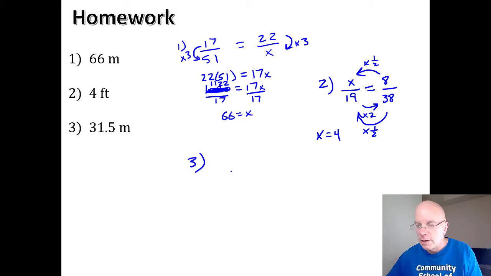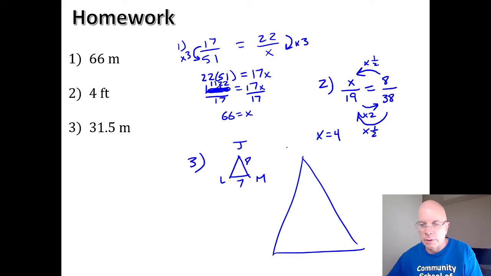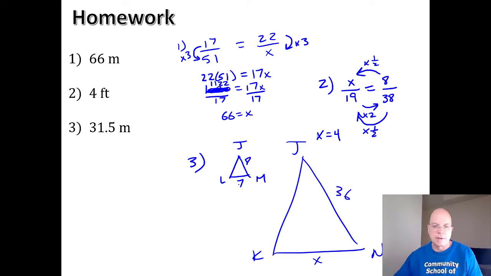Number 3, it's hard to see that triangle JLM when it's inside of that other triangle, so if it helps you, draw it outside of the big triangle and then put the dimensions on it. The big triangle is JKN, like this, and this side is 36, and this side is x. We're trying to find x. So 8 over 36 equals 7 over x. No nice scale factors.